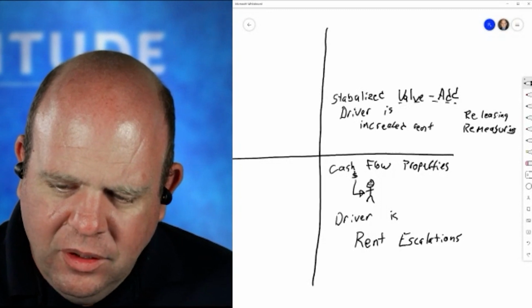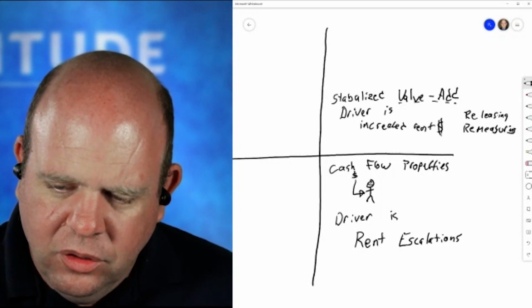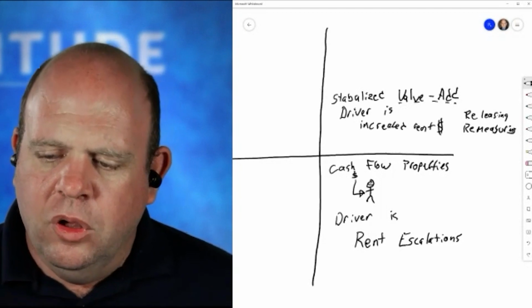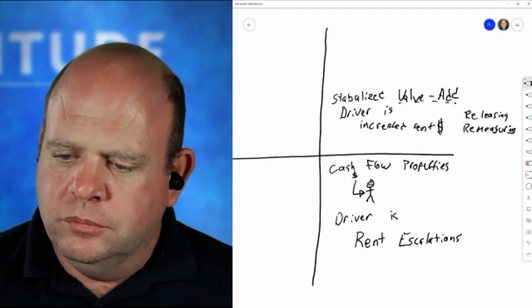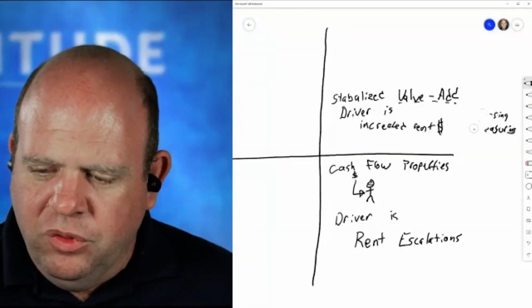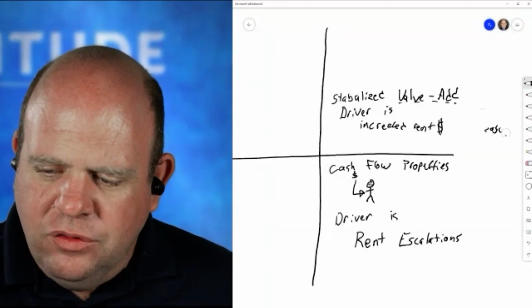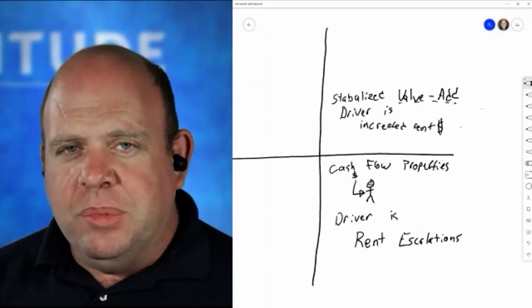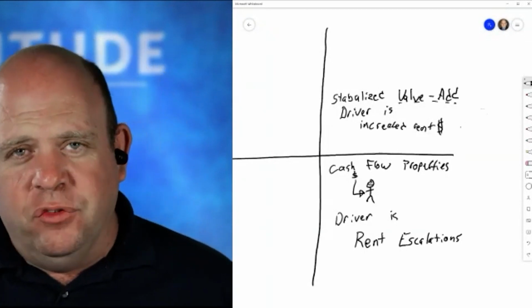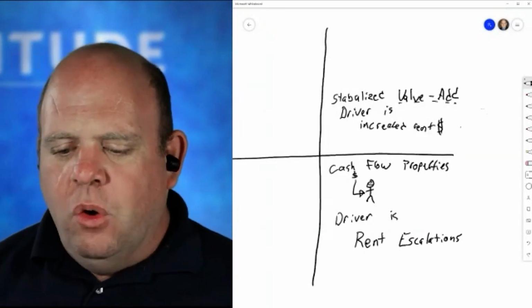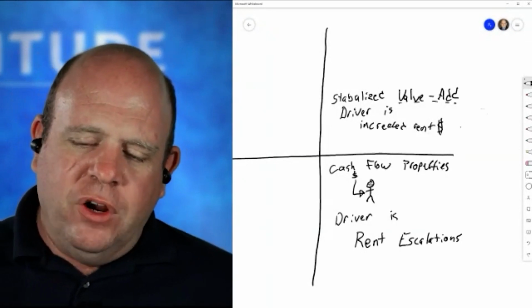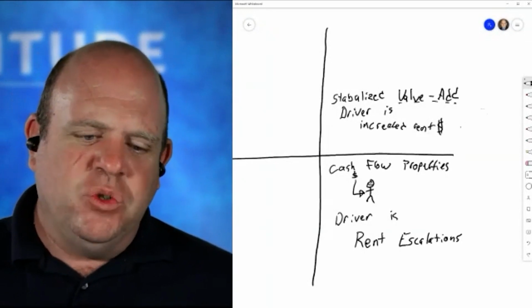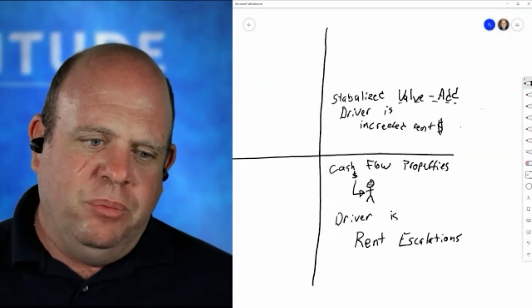Rent dollars over the term. So do you see the distinction? There's a nuance here between the driver for stabilized add value and the driver for cash flow properties. The driver for cash flow properties is just the natural rent escalations that are taking place.